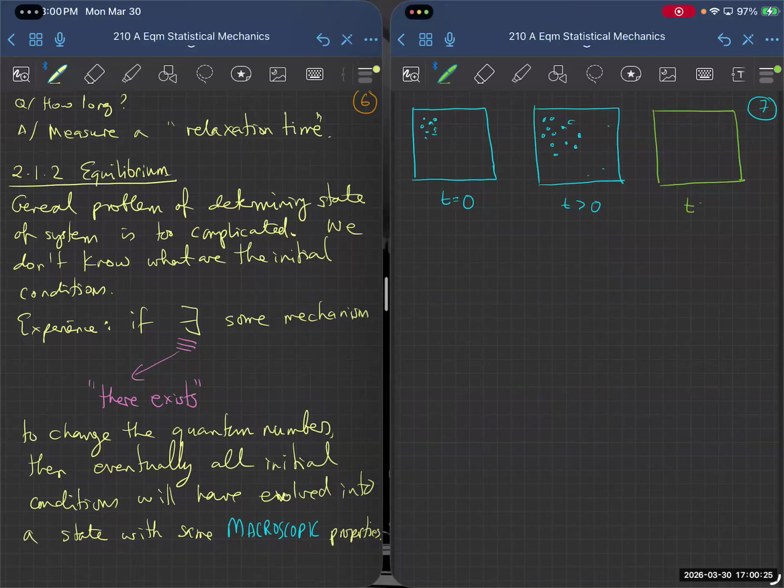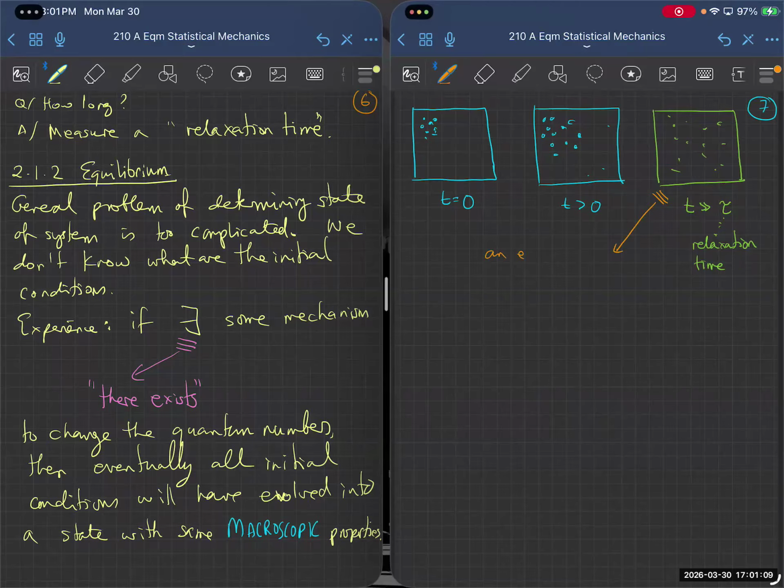So I'm going to call it t greater than a time that I'm going to call the relaxation time, which we won't really get to define properly, at least not for a long time. So in this picture, now the particles are distributed like this. They've all gone through the box, and if I look at the macroscopic density, we're going to see that is constant.